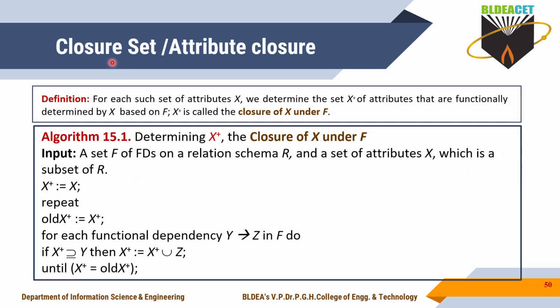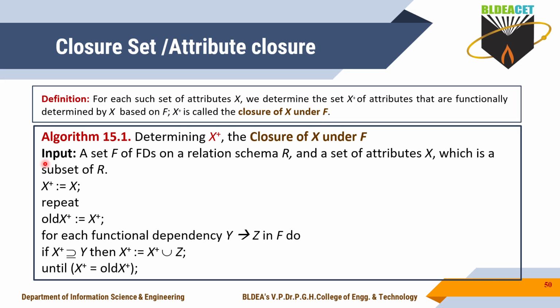So let's see what exactly the closure set or attribute closure is. Definition: for each such set of attributes X, we determine the set X plus of attributes that are functionally determined by X based on F. X plus is called the closure of X under F. F is the set of functional dependencies, and X is the set of attributes available in that particular functional dependency. For determining this closure of X under F, one algorithm is available. Let's see what that algorithm is.